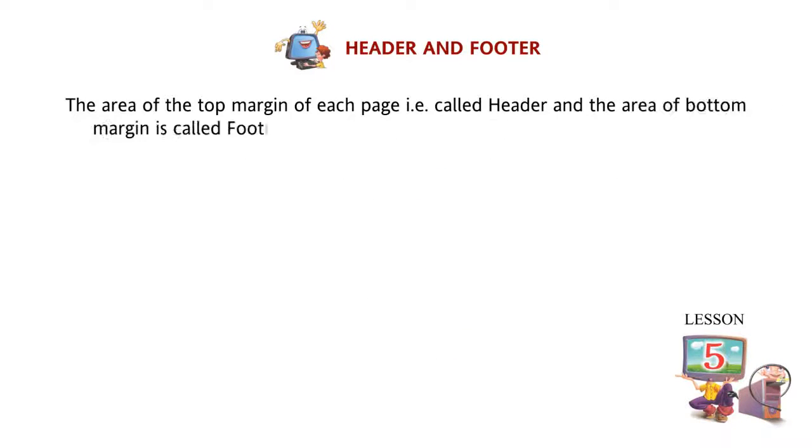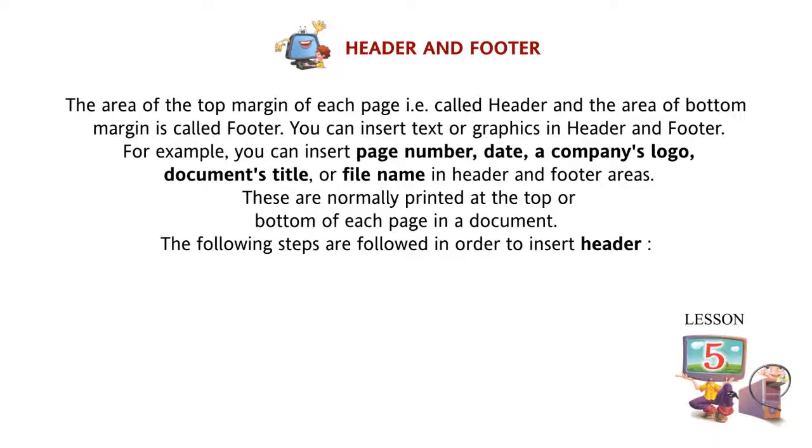Header and footer. The area of the top margin of each page is called header, and the area of bottom margin is called footer. You can insert text or graphics in header and footer. For example, you can insert page number, date, a company's logo, document's title or file name in header and footer areas. These are normally printed at the top or bottom of each page in a document. The following steps are followed in order to insert header.